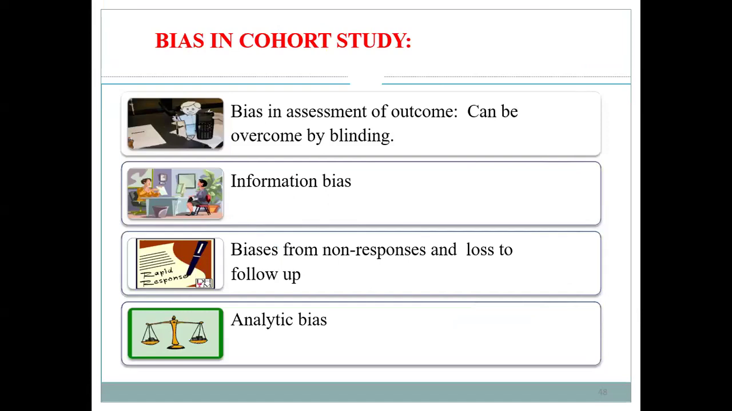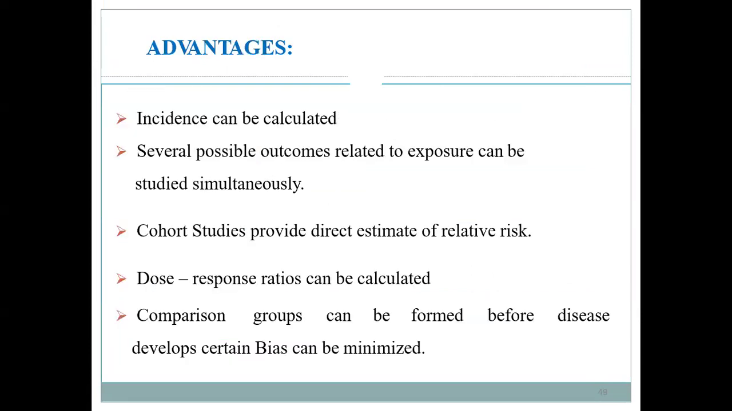The bias that occurs in the cohort study are in assessment of outcome, information bias, bias from non-responses or loss of follow-up, and analytical bias. Advantage is that incidence can be calculated. We have several possible outcomes. They have direct estimate of the relative risk. The dose response ratio can be calculated and comparison groups can be formed.